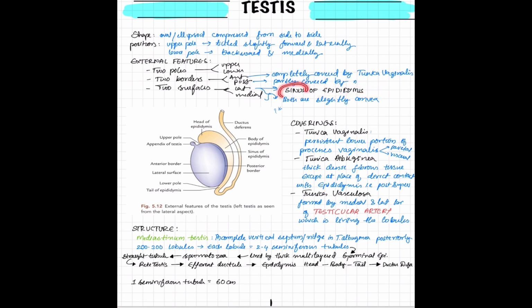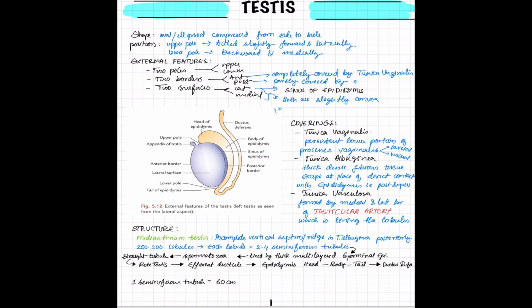Epididymis, sinus of epididymis. You know what is epididymis? That will connect to the vas deferens, and the vas deferens to the ejaculatory duct, and then to the outside, to the urethra, that opens into the urethra. So you know what is epididymis, but what is sinus of epididymis, that is important.